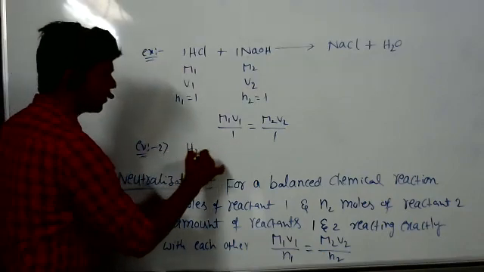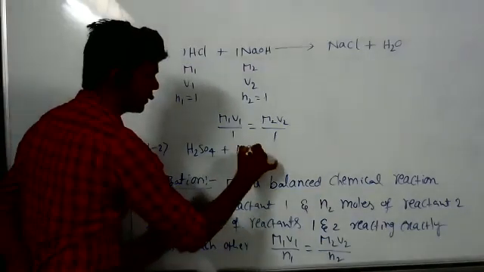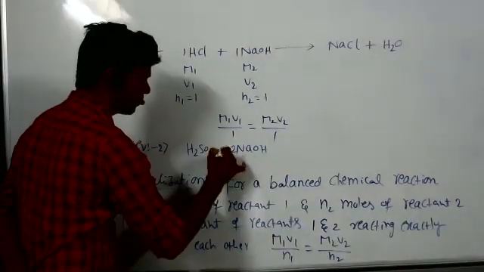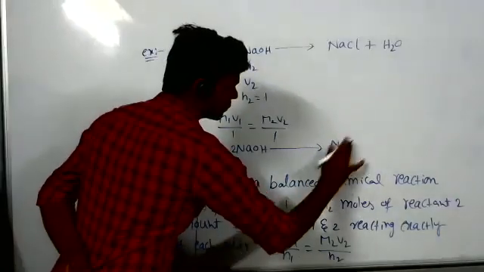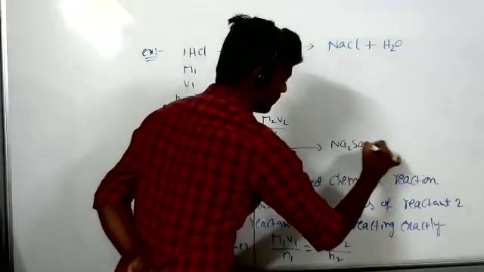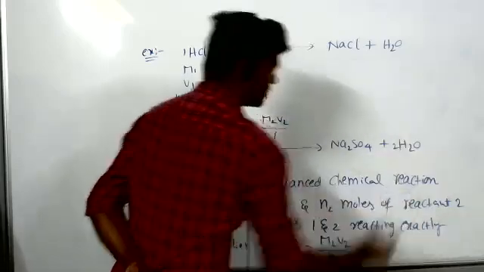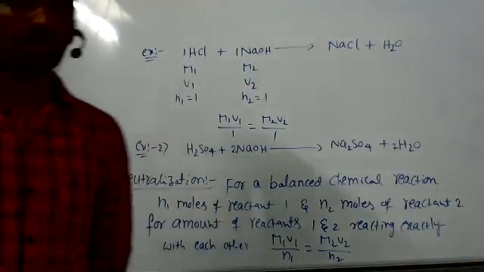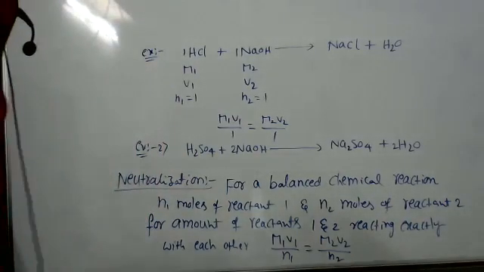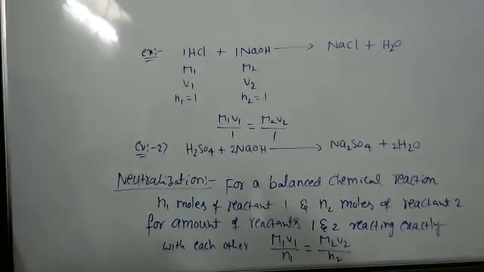Example 2: H2SO4 plus NaOH gives Na2SO4 plus H2O. Does the volume depend upon temperature and pressure? Yes, it depends upon temperature and pressure. But we are taking the same conditions. When you carry out a chemical reaction in a laboratory, it almost always maintains the same temperature and pressure.